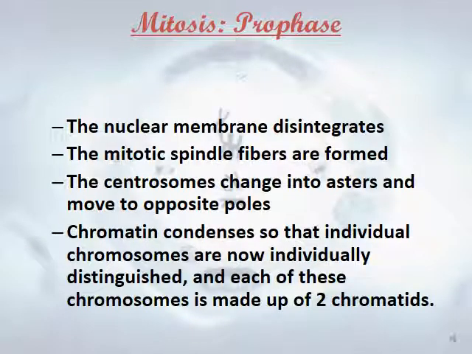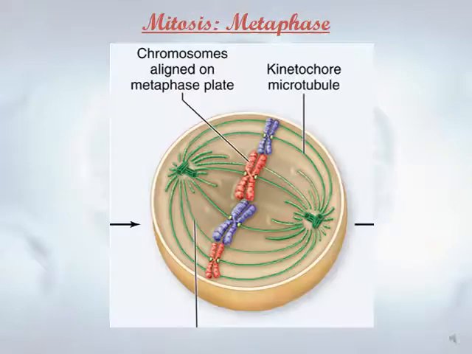These are the different events during mitosis. The nuclear membrane disintegrates, mitotic spindle fibers are formed, the centrosomes change into asters and move to the opposite poles, chromatin condenses so that individual chromosomes are now distinguished, and each chromosome is made up of 2 chromatids. After prophase, we have metaphase.